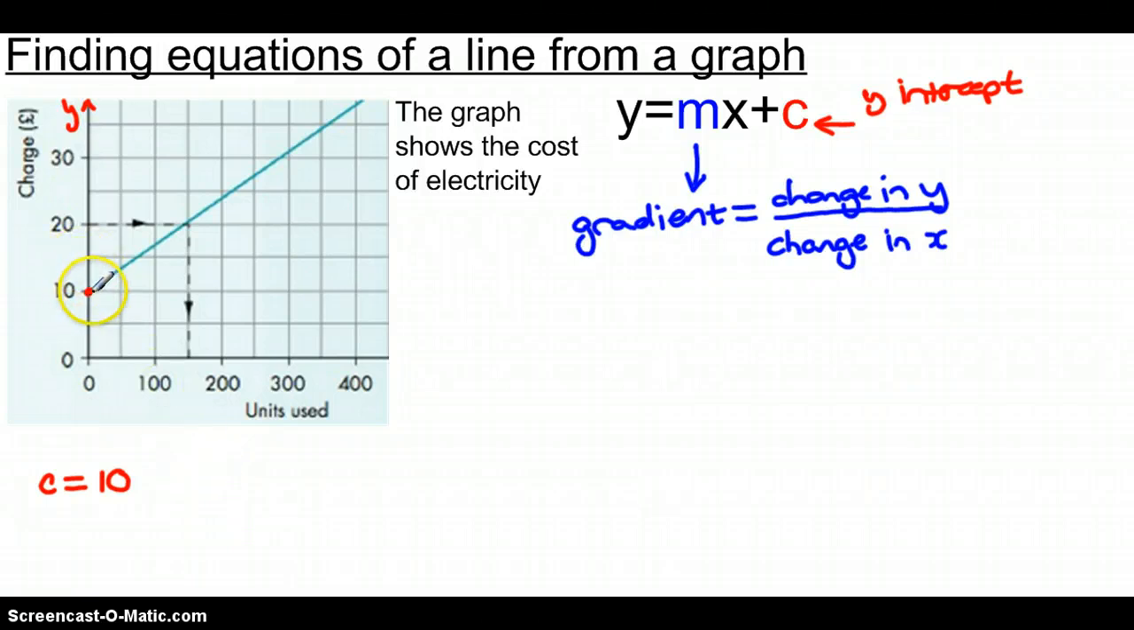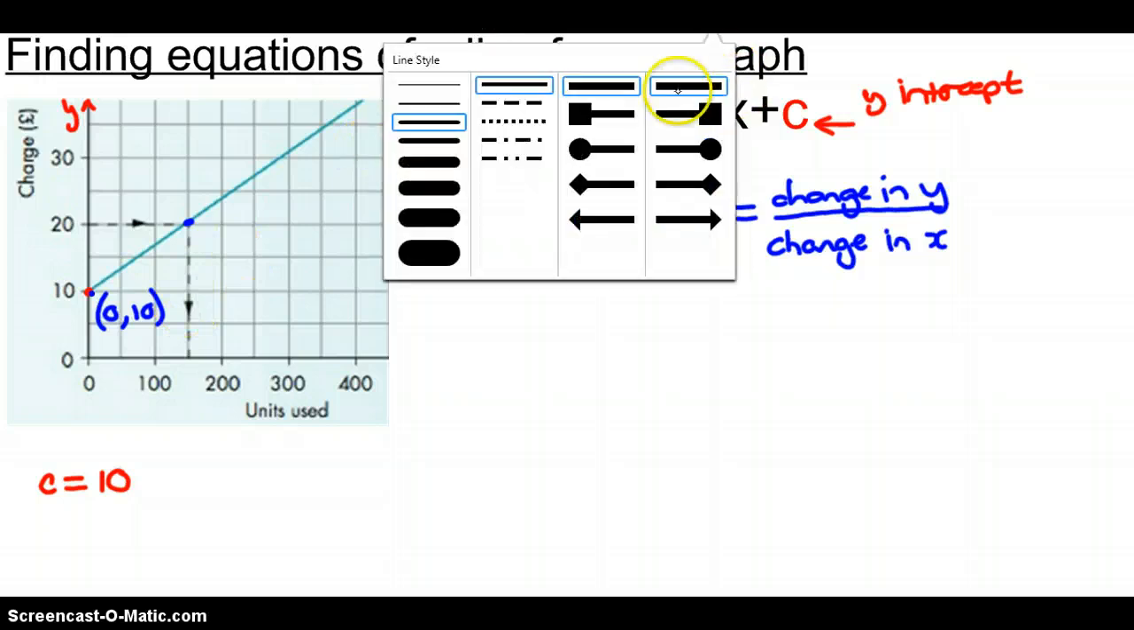So I'm going to take this point again, this 0, 10. And I'm going to take another point up here. I'm taking this point because it's conveniently on the line. So you could take any point along the line and you should still get the same gradient. So it won't be particularly a problem if you pick a different point. You can pick any 2 points on the line.